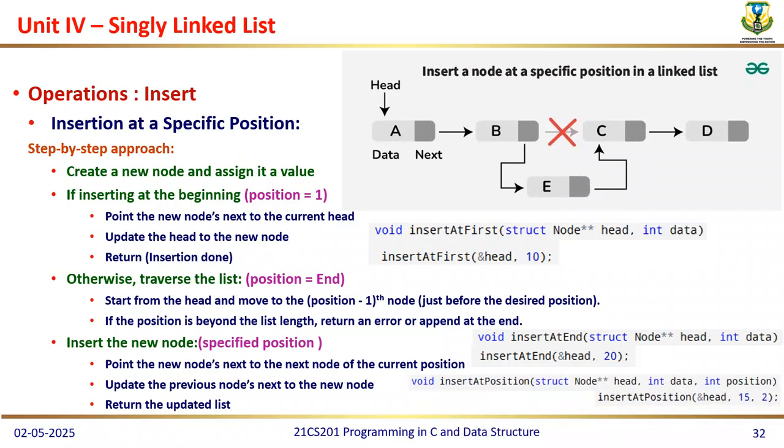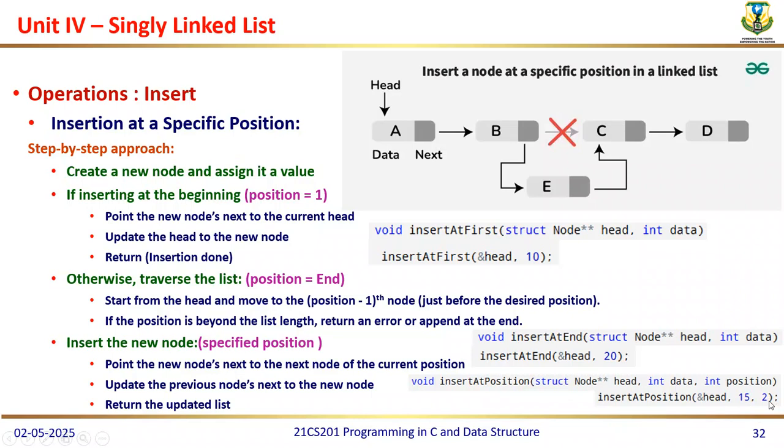For example, see here, for insert at a particular position, one function was created. The node head is there, data is there, and int is the new position. The position is very important. See the example. I wanted to add a head, and the value of this new node is 15 and the position is 2.